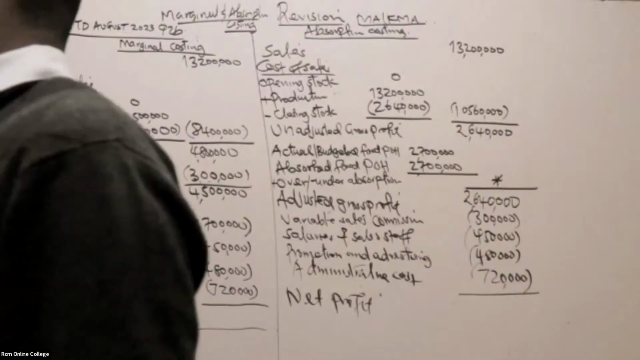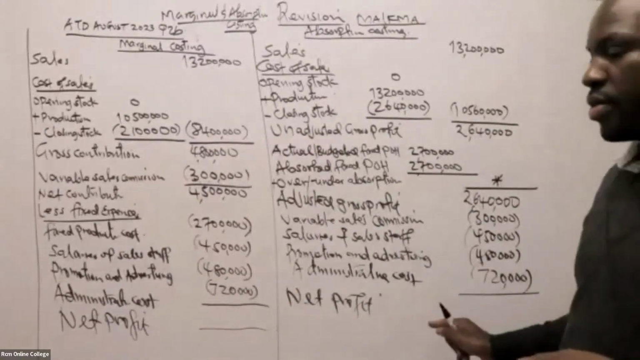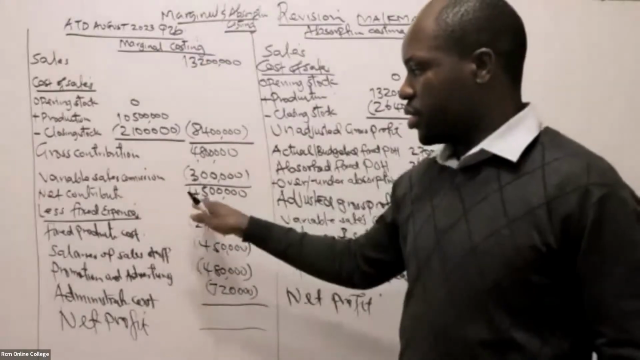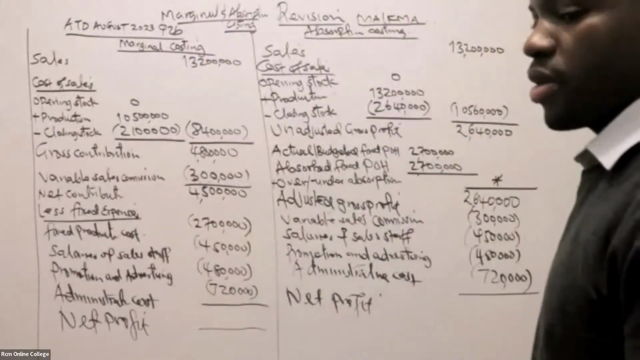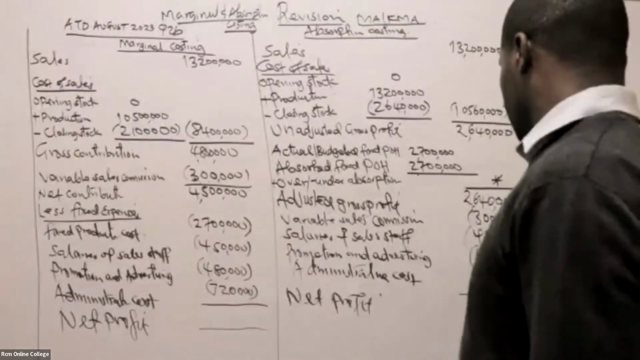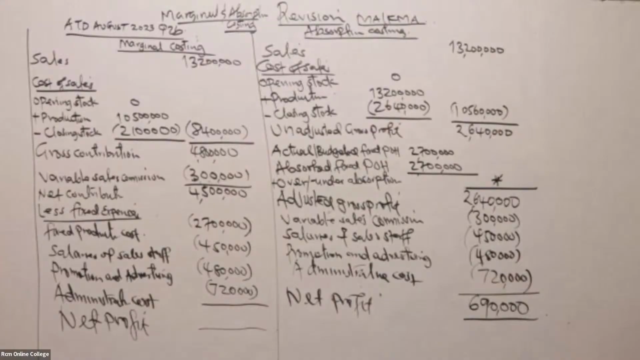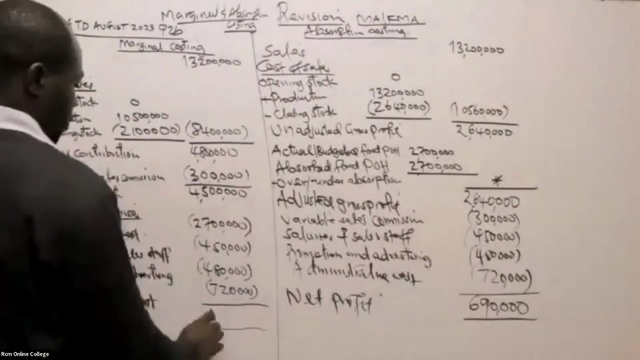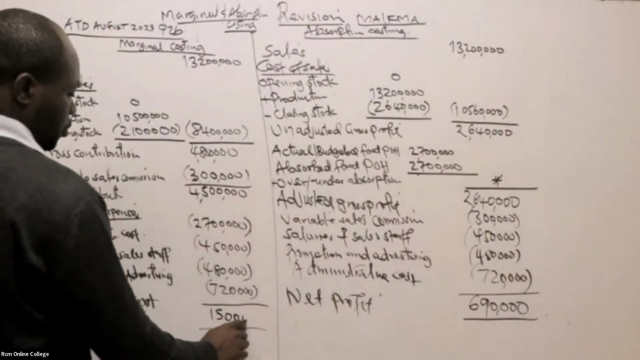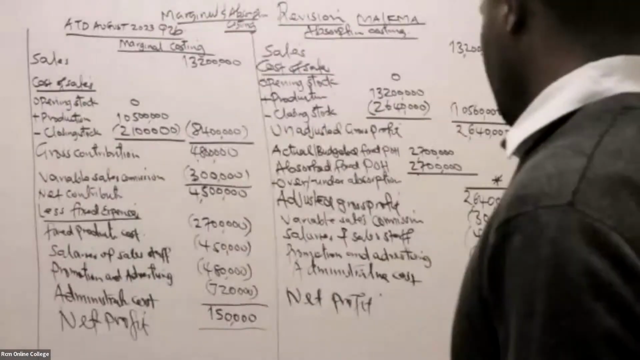Net profit as per absorption costing. Just take this minus all these expenses. Also, this one here, you can help us get it. Net contribution minus all these expenses. Sum total, this one is 690,000. Marginal cost, I'm told, is equal to 150,000.